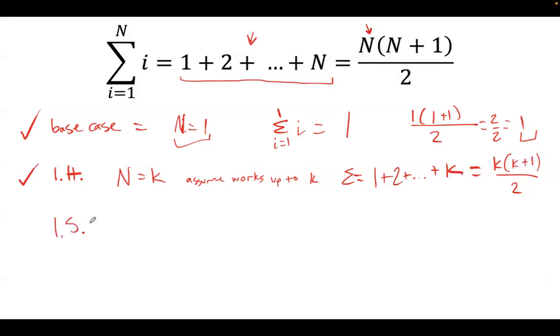Now we have the inductive step, which is where we say that n is equal to k plus 1. So we're going 1 more than what we've assumed. And we can't just say like, okay, yeah, it works. We have to show it. So we have to dust off our algebra skills. So our sum looks like 1 plus 2 plus da-da-da plus k, because we're working with k plus 1.